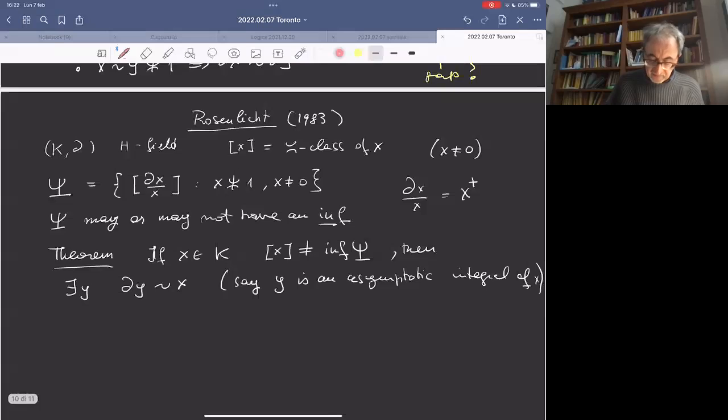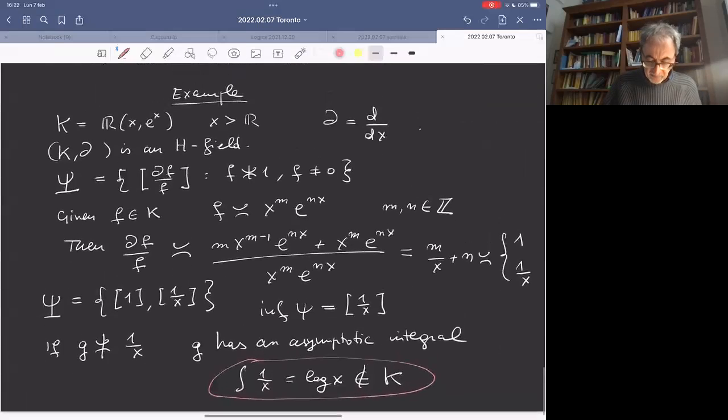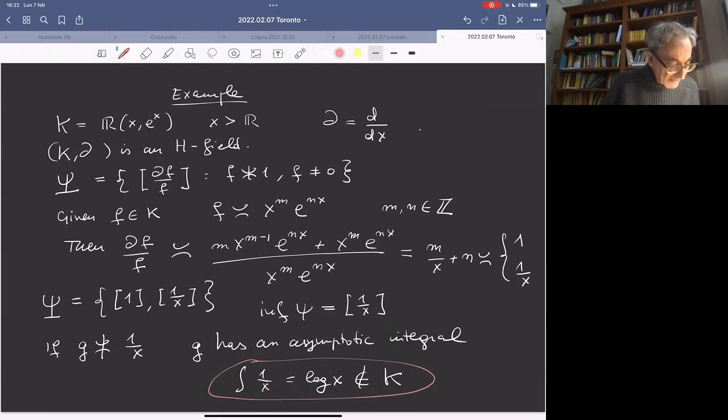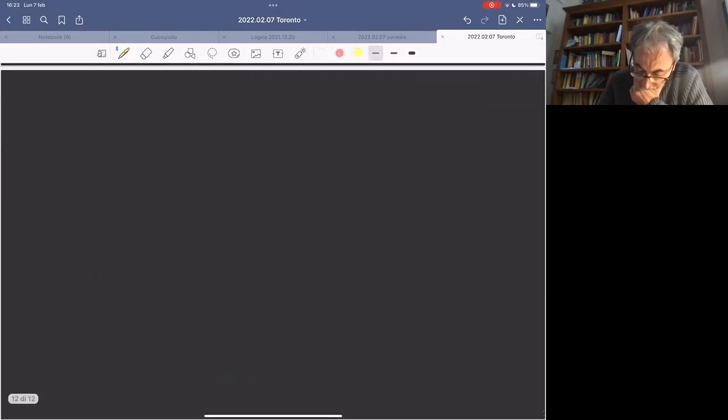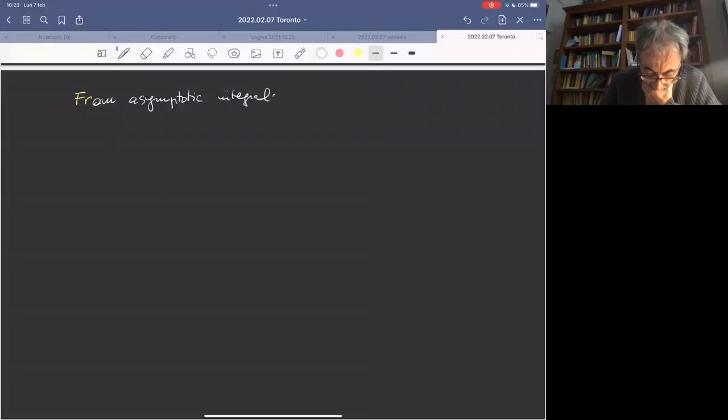So keep in mind this. We have this psi set, and we have computed the psi set in a specific example. Now we want to do something more difficult: compute the psi set in the surreals. Actually, it will be the psi class in this case. But let's first prove another result, from asymptotic integrals to integrals.